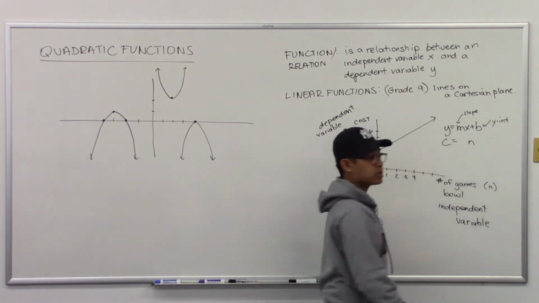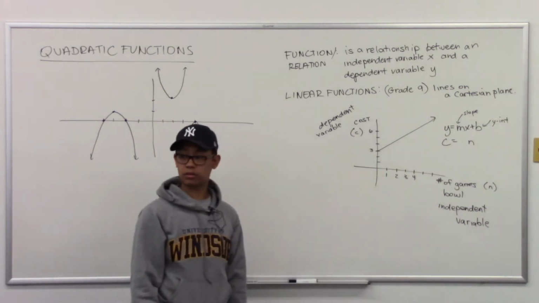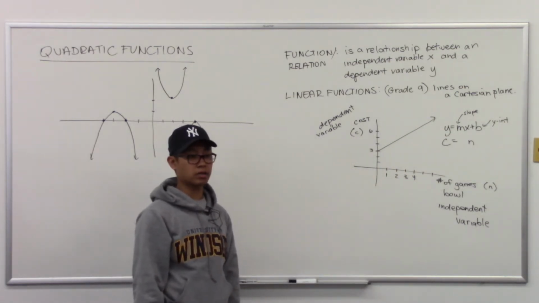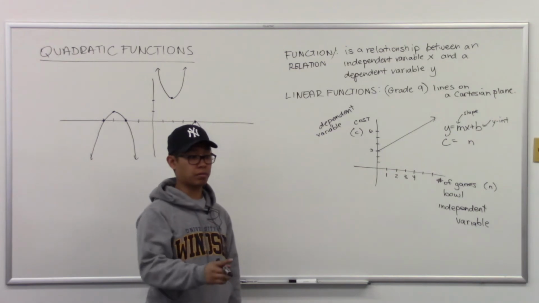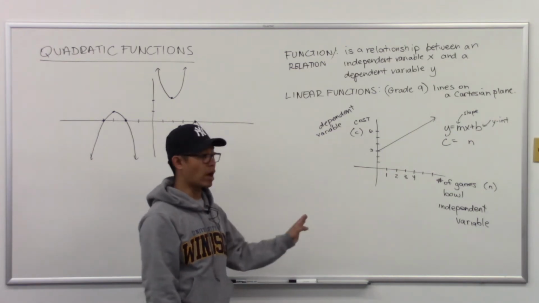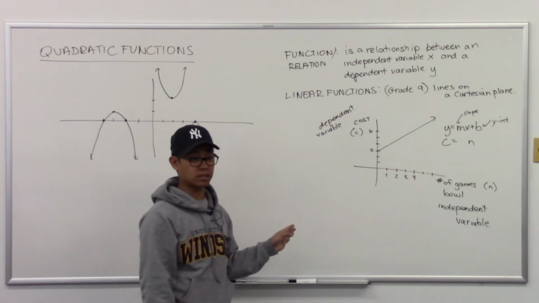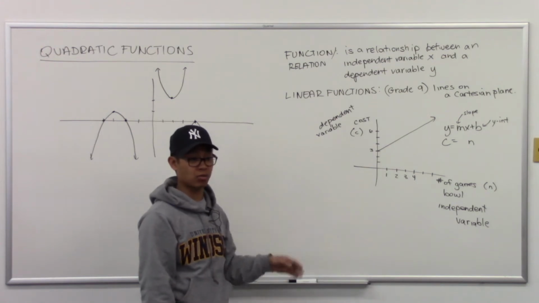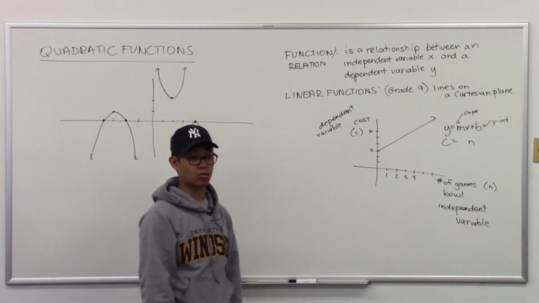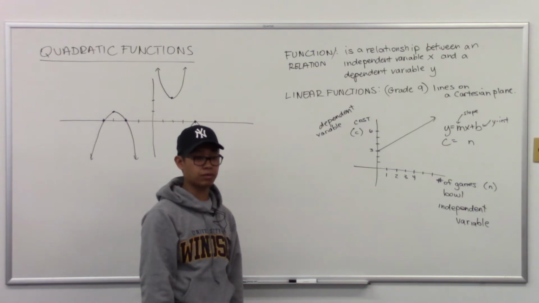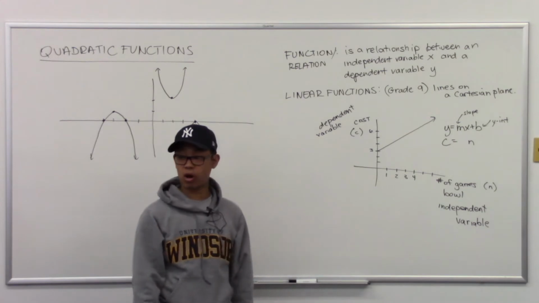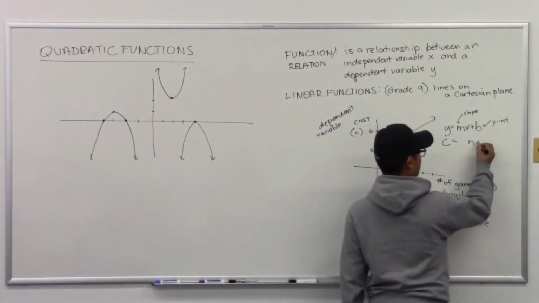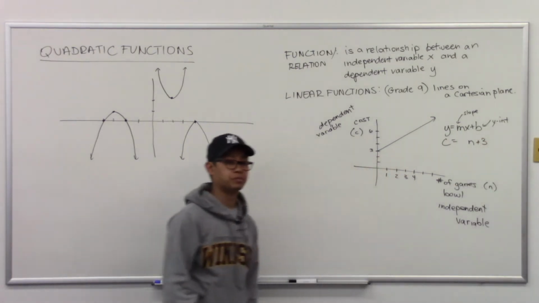Now, what does the y-intercept mean? What is a y-intercept? It's where it crosses the y-axis. Where does the function cross the y-axis here? Which one's the y? The up and down one or the left and right? Where does it cross the y-axis? Yes. So that's your y-intercept. So we have a plus 3 here.